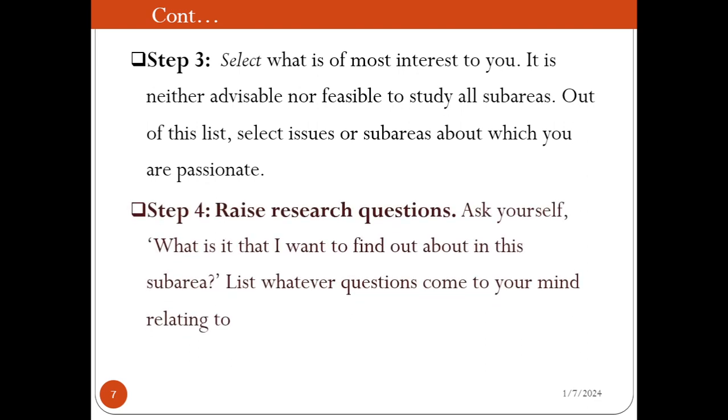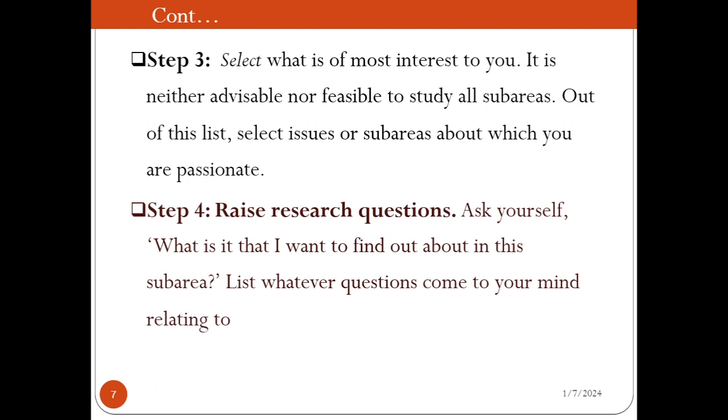And step 4, now raise research questions. You have identified a problem and you say, okay, this is a problem. Domestic violence is a problem in our community or in our society. Now you are raising a research question. What is the difference between a research question and a research problem? A research problem, as its name is self-explanatory, is a problem, an issue, a difficulty, like DV, domestic violence.